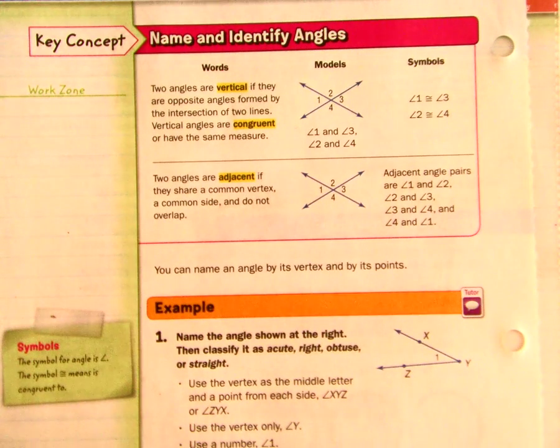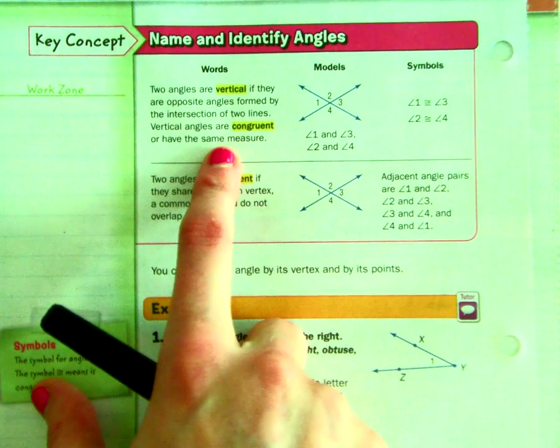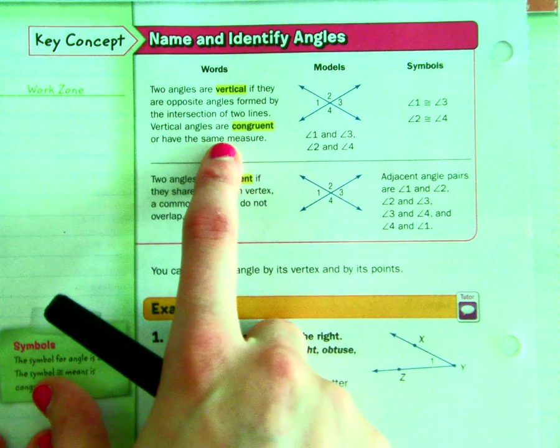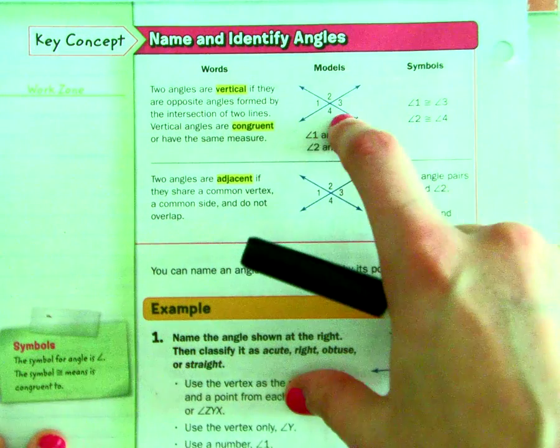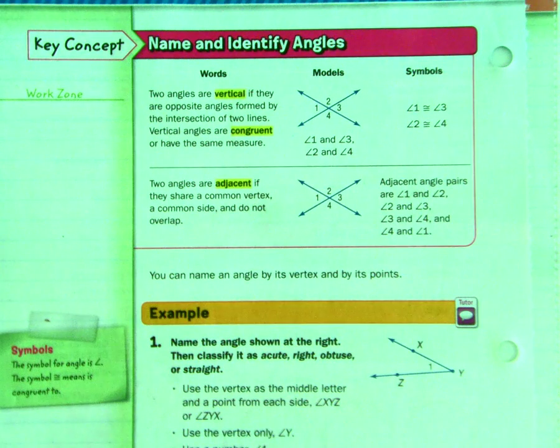Okay, name and identify angles. Two angles are vertical if they are opposite angles formed by the intersection of two lines. Vertical angles are congruent, or they have the same measure. So again, vertical angles are opposite of each other, like angle 1 and angle 3, angle 2 and angle 4, and they are always congruent.